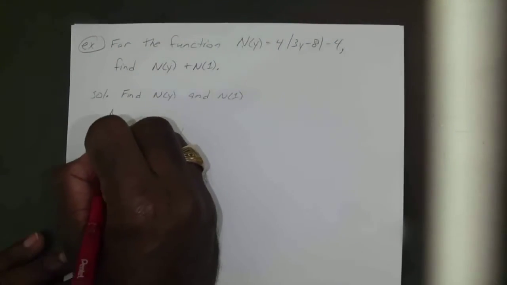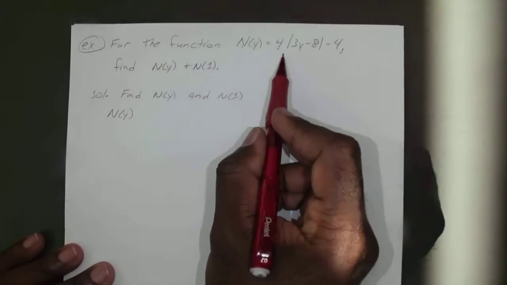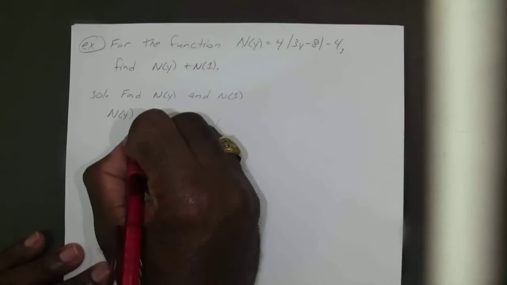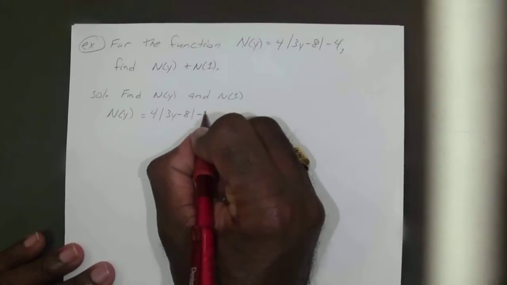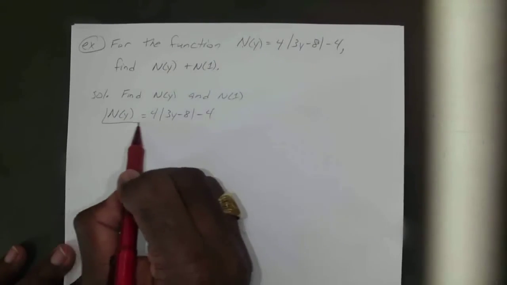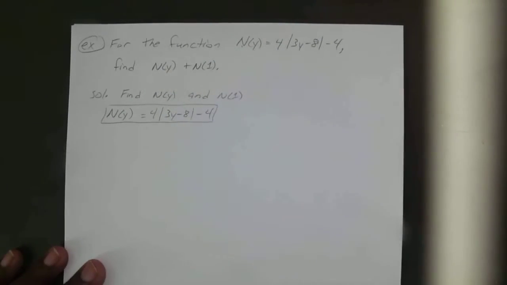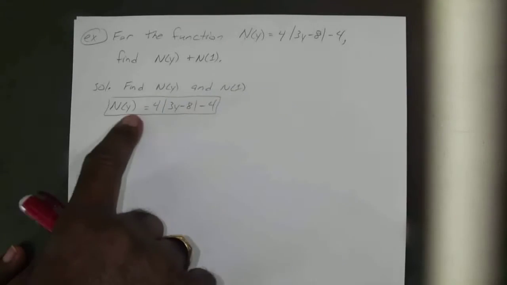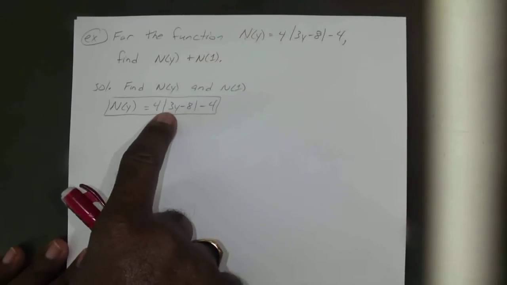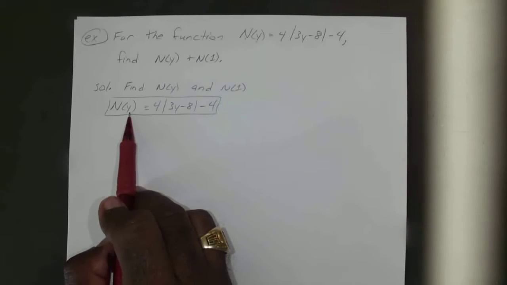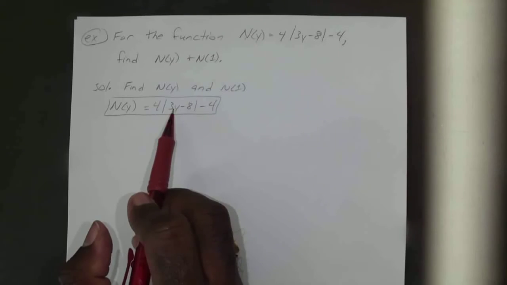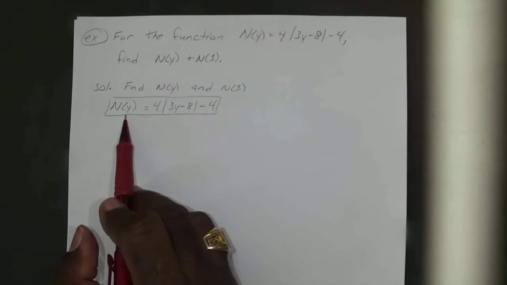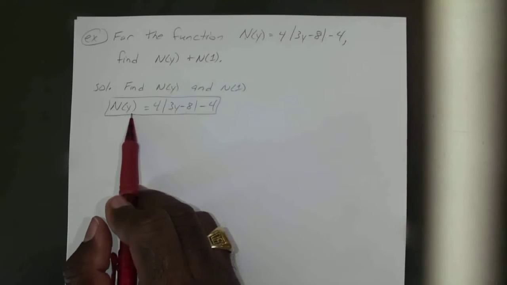So our n of y is 4 times the absolute value of 3y minus 8, minus 4. Okay, so we have that part of it. And your n of 1, you're just replacing every y with 1. So whatever variable's in here, that's the one you're going to replace. So if this would have been n of t equals 4 times 3t minus 8, this is going to tell you replace every t, or replace every j, or whatever variable happens to be in here.